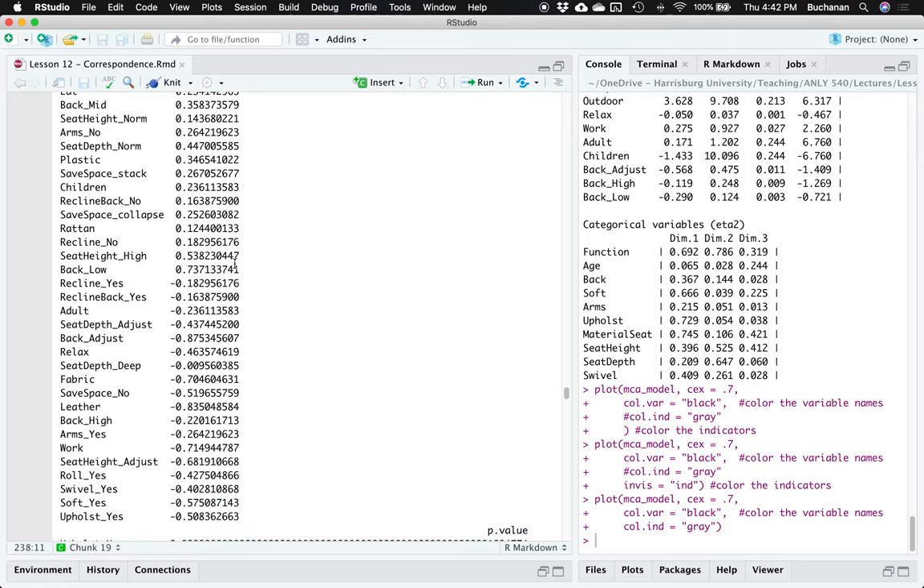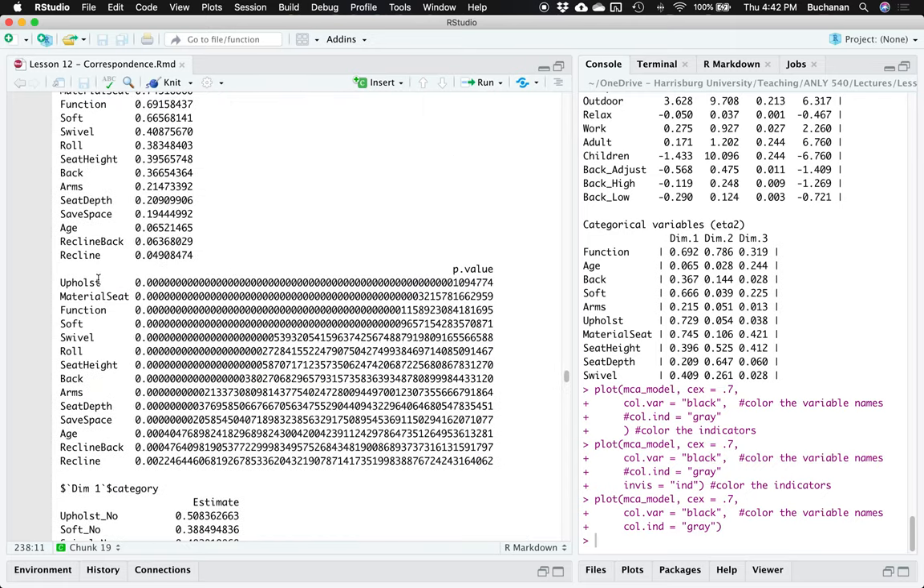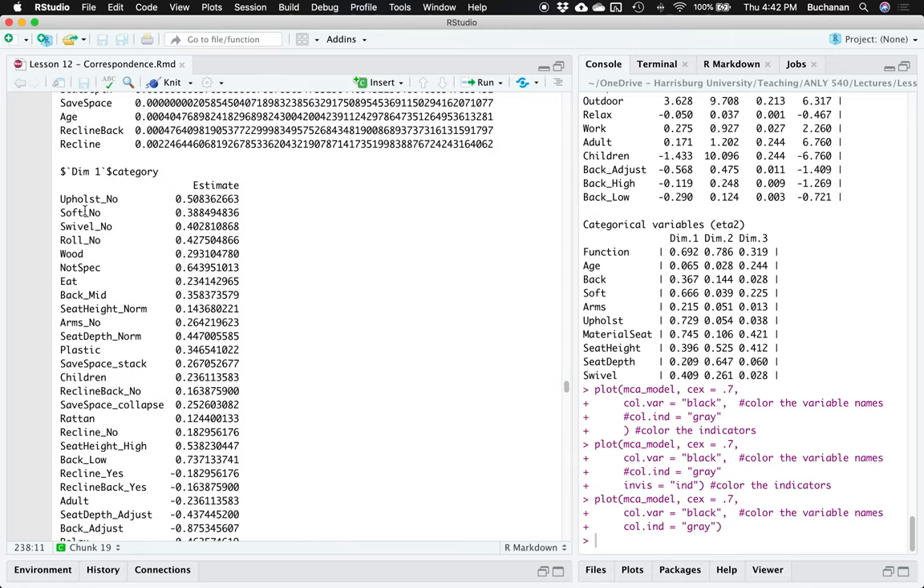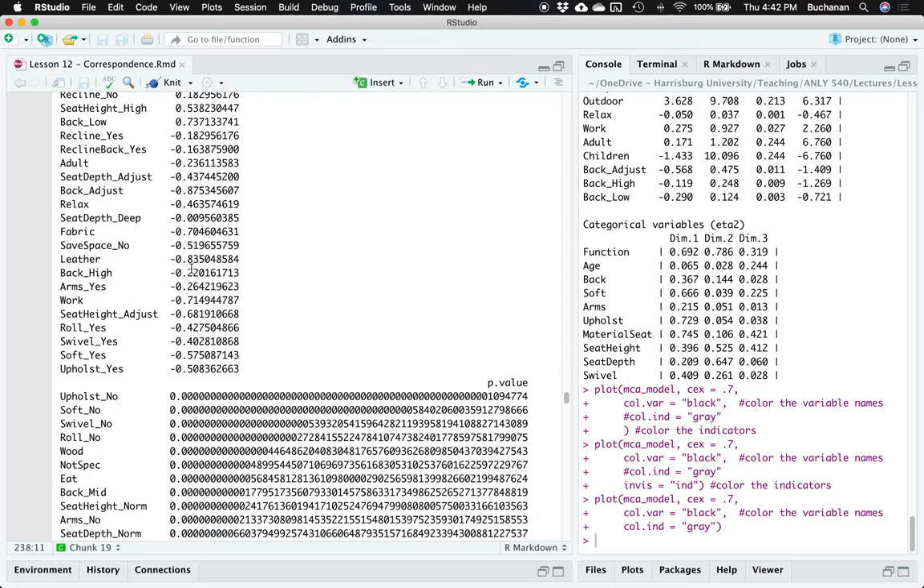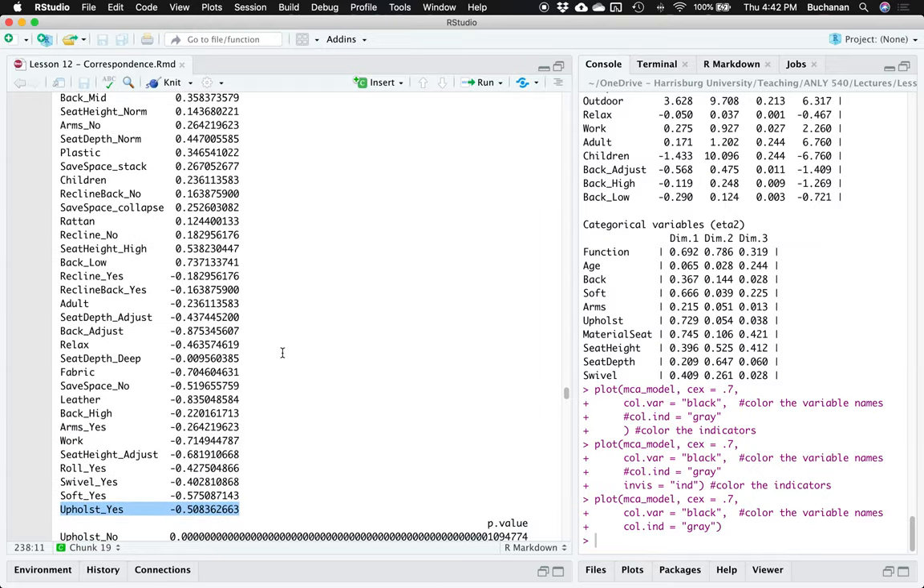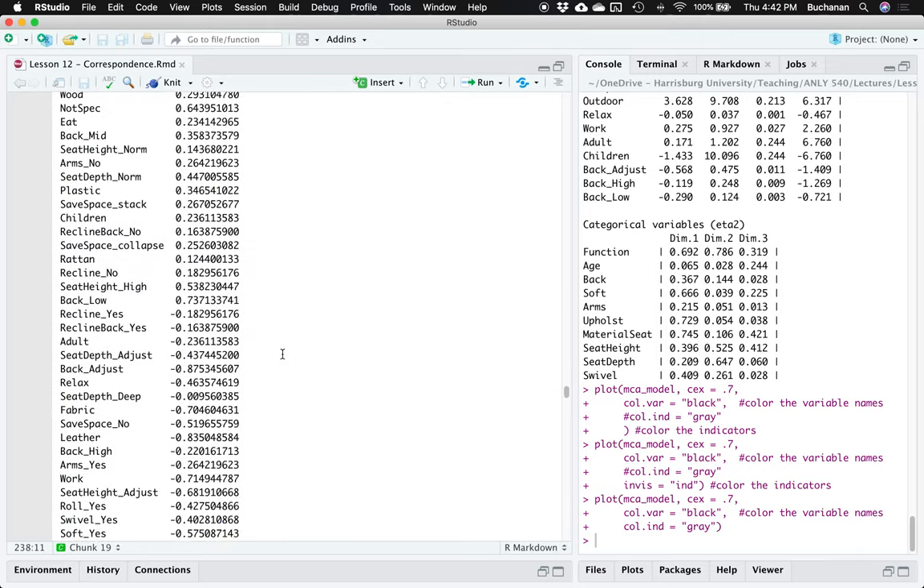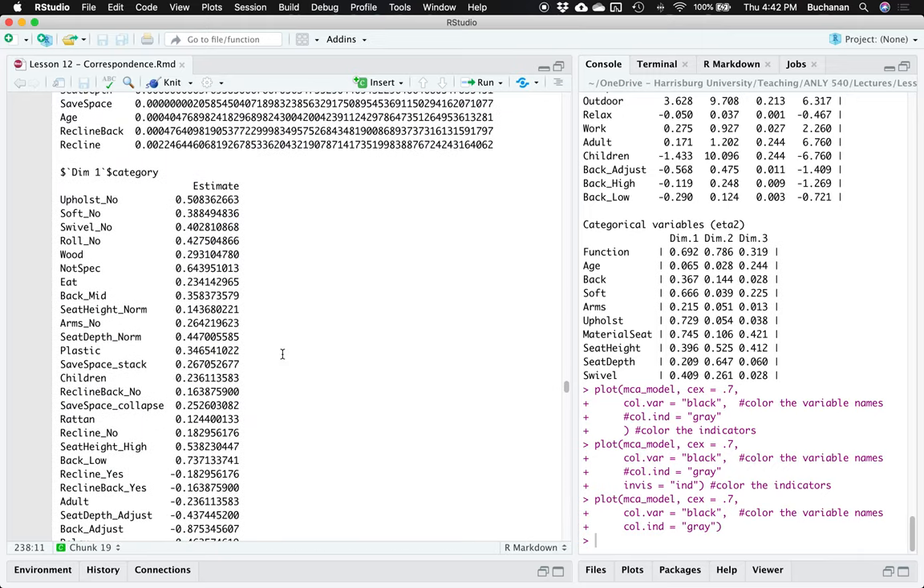Then here we get some estimates. Okay. I do think you see all of the combinations. So for upholstery, no, this category is pretty high. So then you'll also see upholstery, yes. They will usually be opposites of each other because, you know, there's only two of them. And you'll see p-values for those as well. Here, what I would do is I would pick the strong ones.